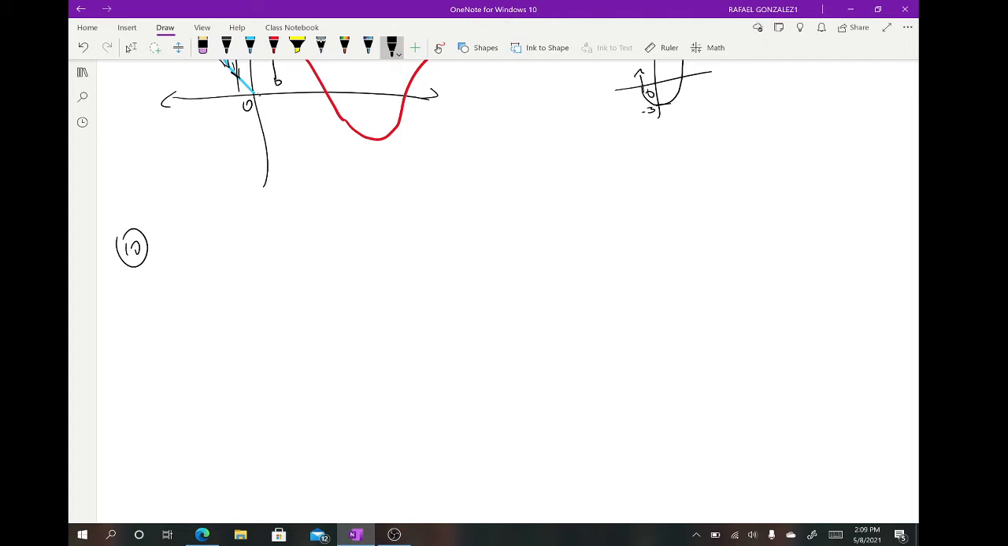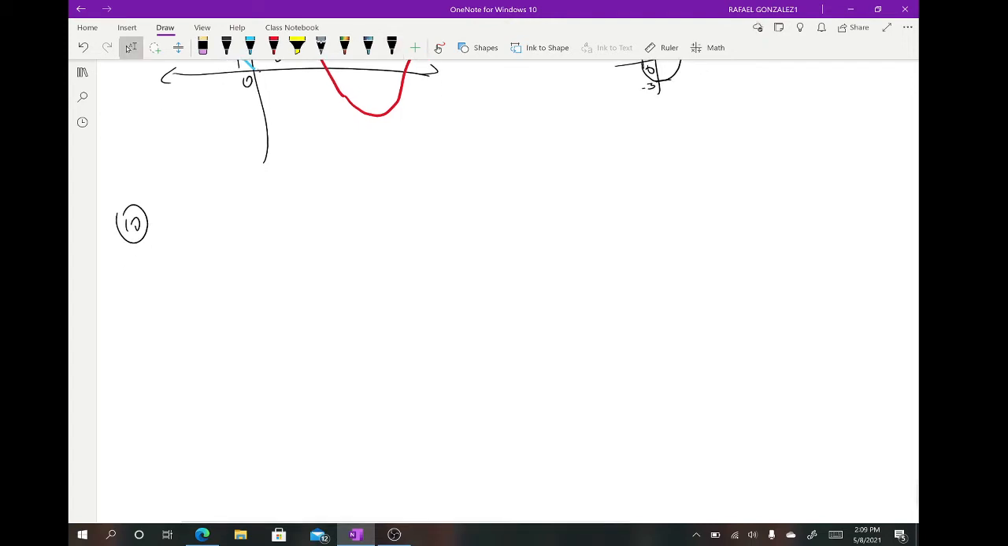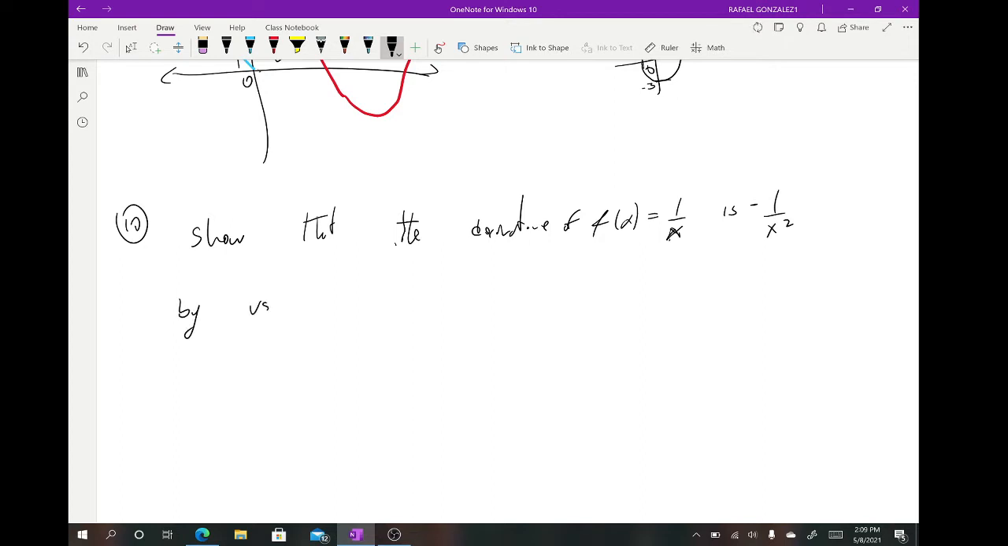Problem number 10 is to show that the following derivative is actually equal to what we're saying it is. So show that the derivative of f of x equals 1 over x is negative 1 over x squared, by using the limit definition of the derivative.